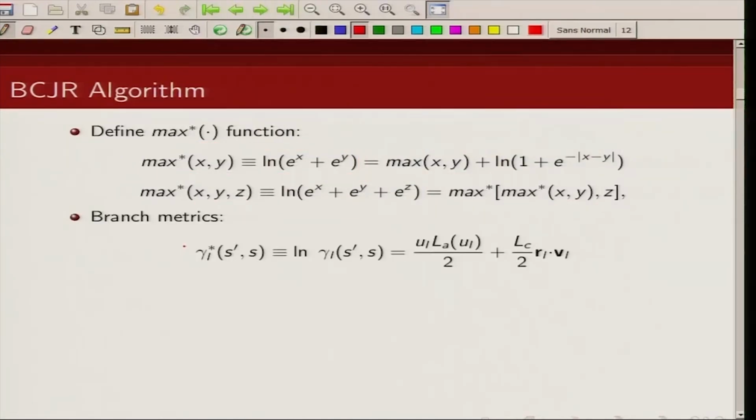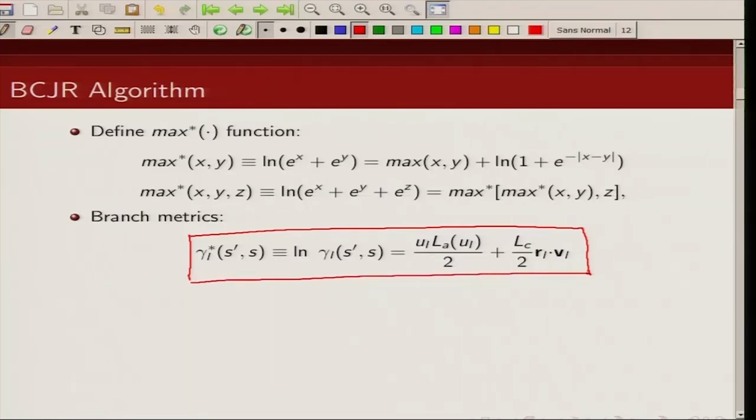Now, this branch metric, which we have derived in one of the lectures, is given by this expression. This is the a priori information, this is the information bit, this depends on channel SNR, this is the received sequence, and the transmitted code word. So you are already familiar with this because we have derived this expression before.